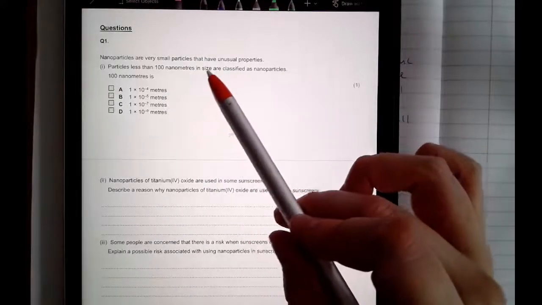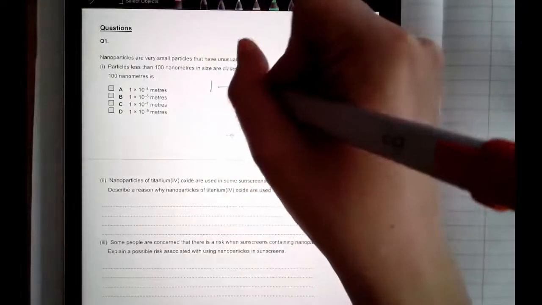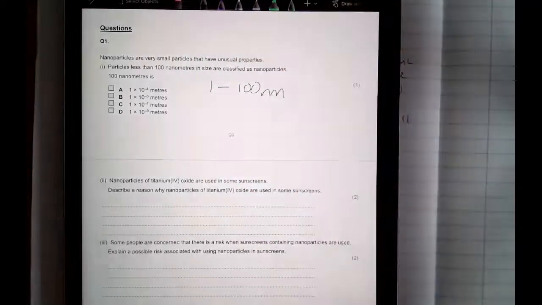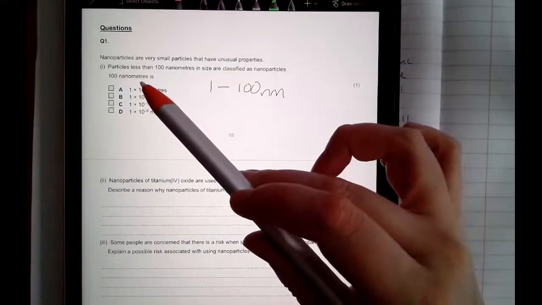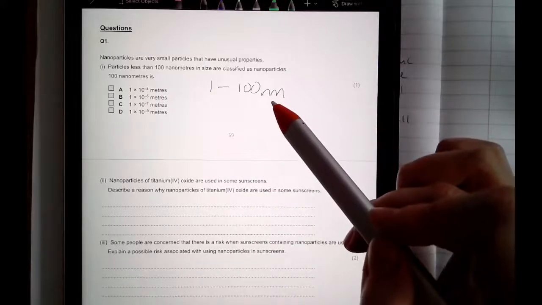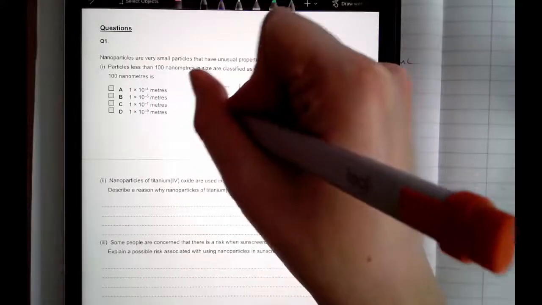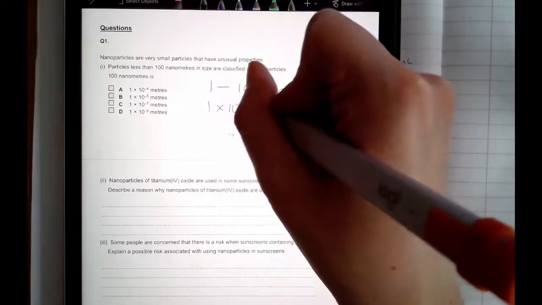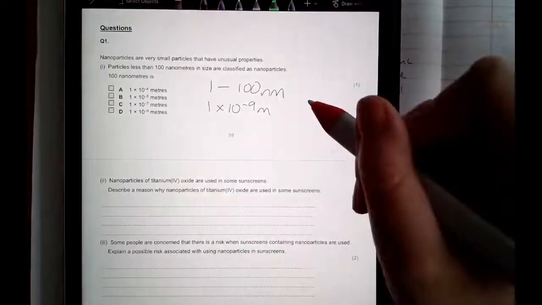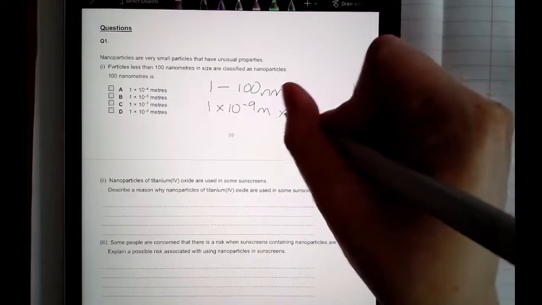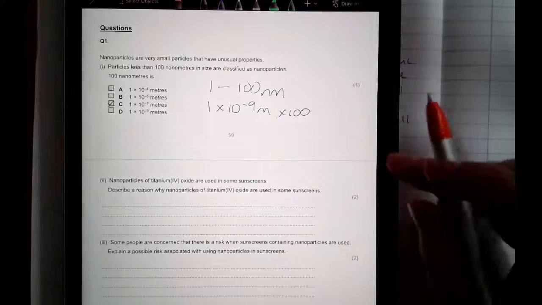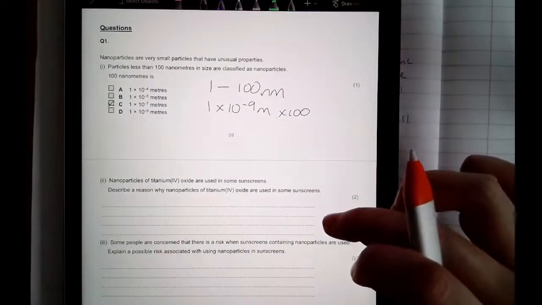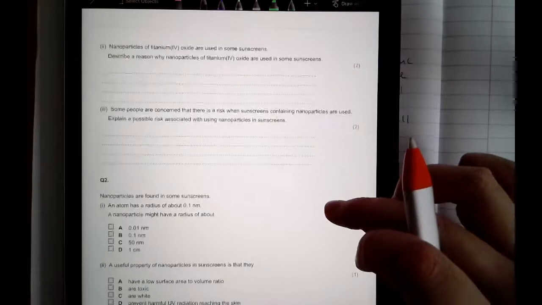Particles less than 100 nanometers in size are classified as nanoparticles. So we've already seen that if the particle is between 1 and 100 nanometers in diameter, it is a nanoparticle. Then they want you to do a conversion from nanometers into meters. We said that 1 nanometer was 1 by 10 to the minus 9 meters. If we have 100 nanometers, I'm going to have to times that by 100, and I'm going to get 1 by 10 to the minus 7. And again, you can do that on your calculator if you're not good at working with standard form to be able to work that out.